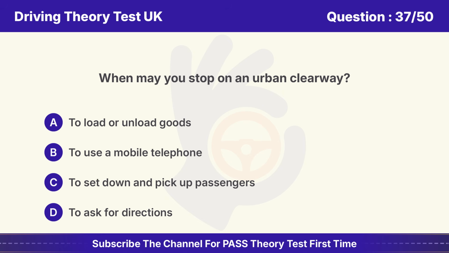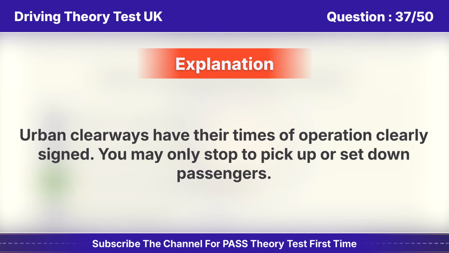Question 37. When may you stop on an urban clearway? Answer is C. To set down and pick up passengers. Urban clearways have their times of operation clearly signed. You may only stop to pick up or set down passengers.